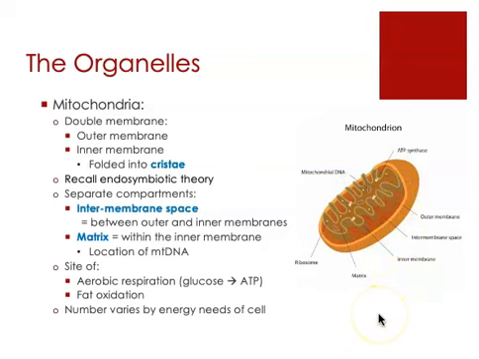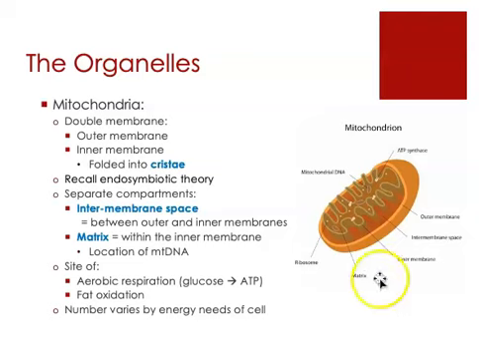Now, recall how mitochondria are believed to have evolved. We believe that a larger primitive cell engulfed a smaller primitive cell, and that smaller cell became the mitochondria. Remember, that's what we call endosymbiotic theory.